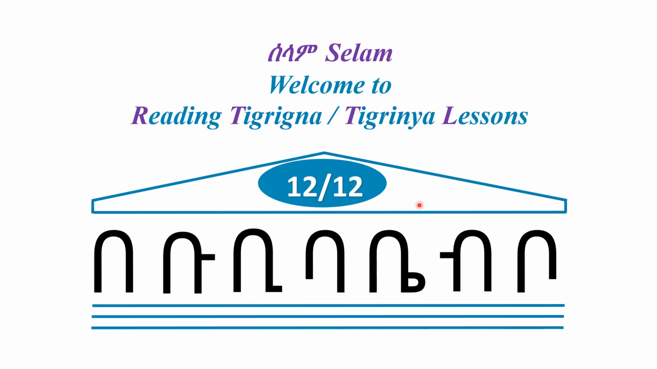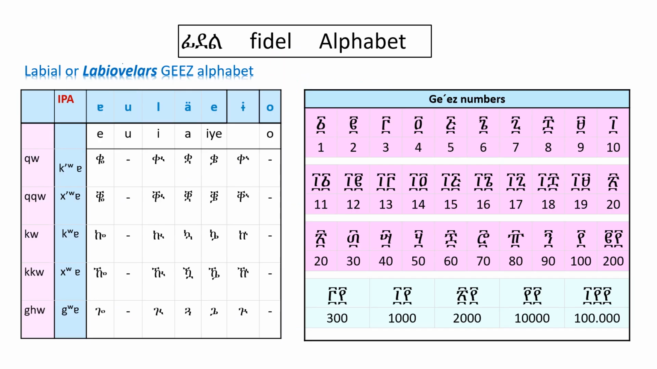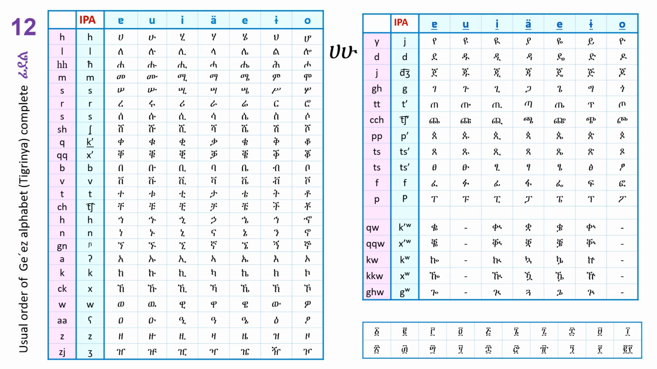This is our last lesson. In lesson 11, we learned the labiovelar Ge'ez alphabet: Kwe, Kwe, Kwe, Khwe, Gwe. In lesson 12, we will learn the two orders of Ge'ez alphabets, Hahu order and Abugida order. Hahu order is a modern one, and the Abugida order is an ancient one.